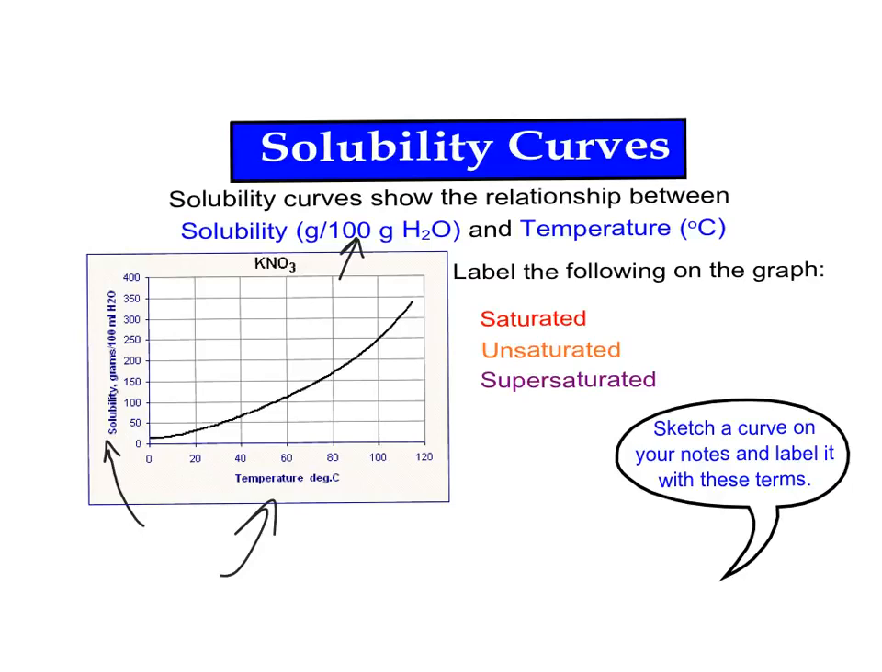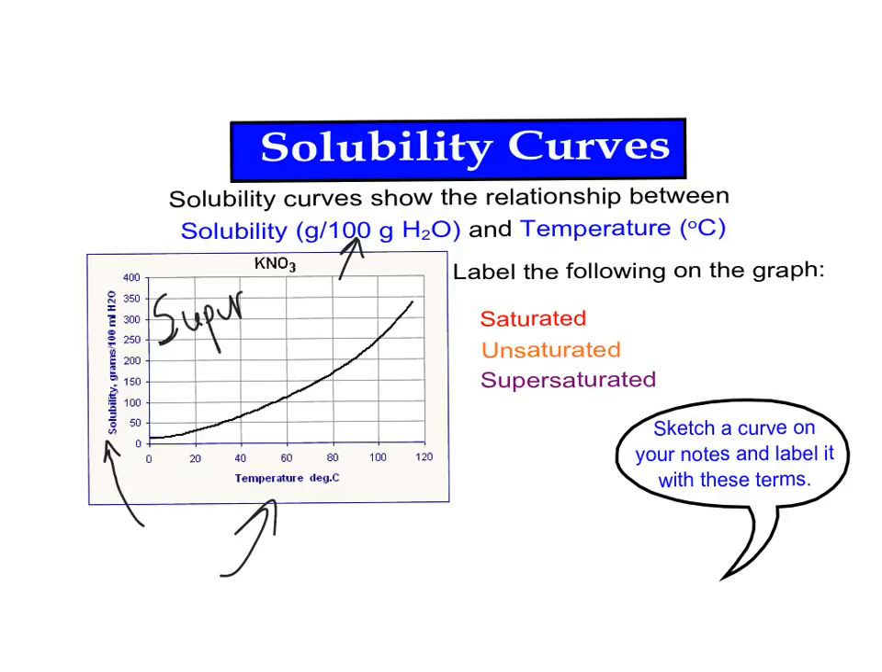And essentially, by experimentally determining how much stuff can dissolve at a particular temperature, you can make these nice curves, these nice graphs. You're going to have to know how to read these graphs and how to understand these certain areas. There are 3 areas on these graphs. Above the line, this is all of my supersaturated solution.